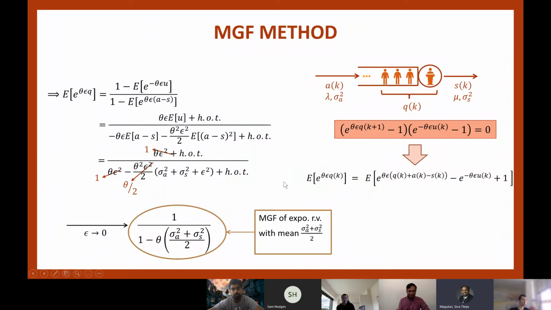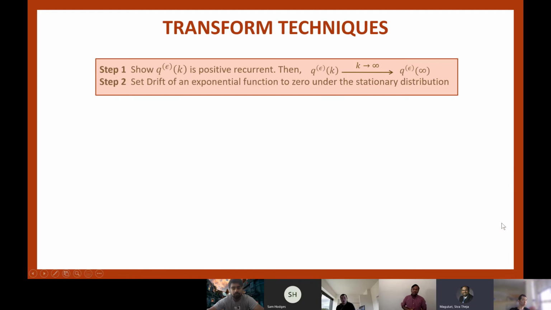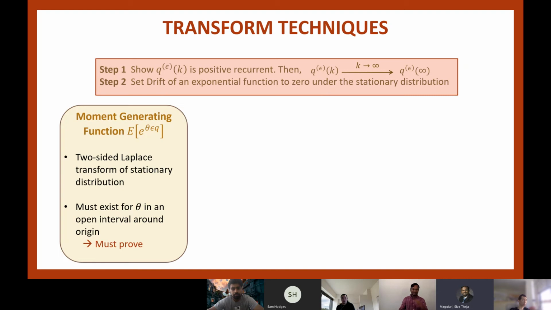So I mentioned the exponential test function. So essentially, we have convergence in distribution. We show that epsilon q converges in distribution to an exponential random variable with the same mean that we identified before. So the key idea here is that first, establish positive recurrence, which we did using Foster-Lyapunov theorem. Then set drift of an exponential function to 0 under stationarity. And then after taking the limits and simple manipulation, we get the limiting behavior.